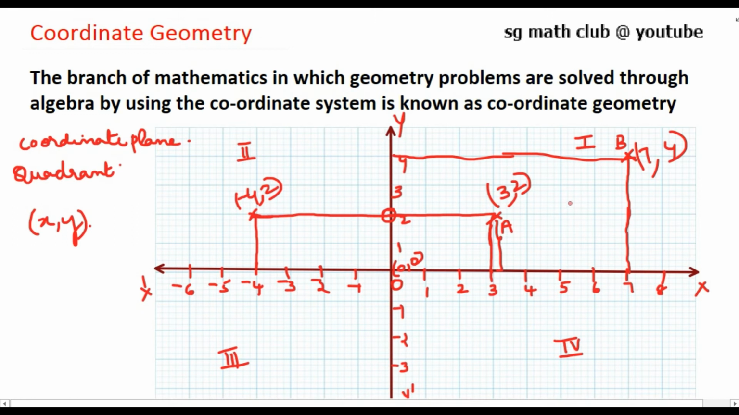And again, you know the sign convention. In the first quadrant, both x coordinate and y coordinate will be positive. In the second quadrant, the x coordinate will be negative and the y coordinate will be positive. In the third quadrant, both x coordinate and y coordinate will be negative. In the fourth quadrant, the x coordinate will be positive and the y coordinate will be negative.